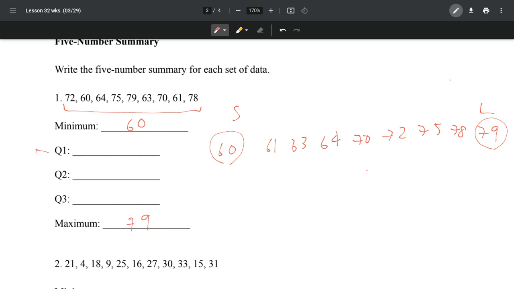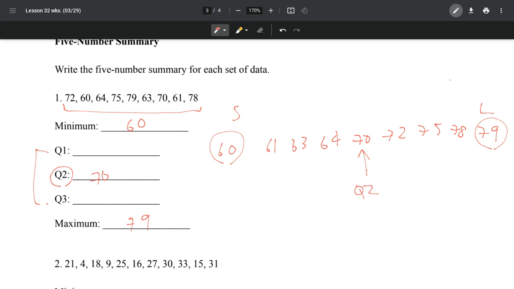And we're looking at the quartiles now. So the second quartile, that's the median, okay? And so we know that the median is 70, right? So we figured out quartile 2.